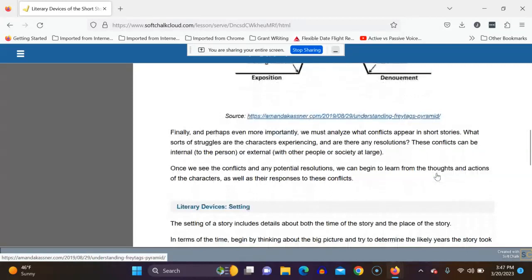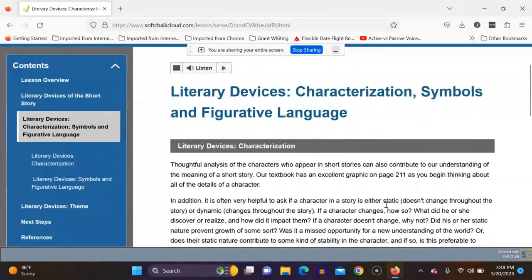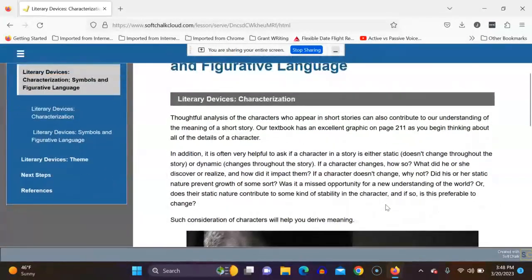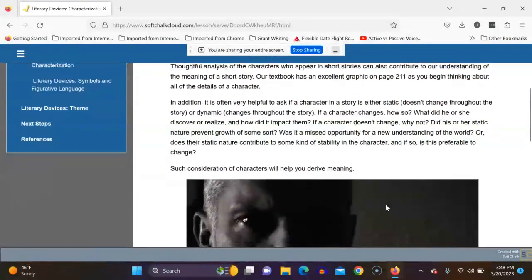There is this picture of a set. I'll point out the stuff that's actually here so that you can spend a little more time with it. And eventually, hopefully I can go to the next page. There we go. So literary devices, characterization, this is where we're going to find those words static or dynamic.